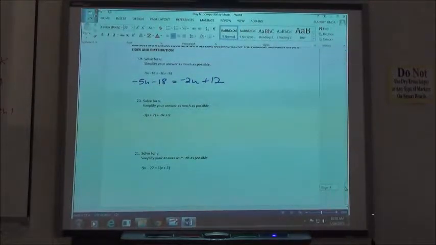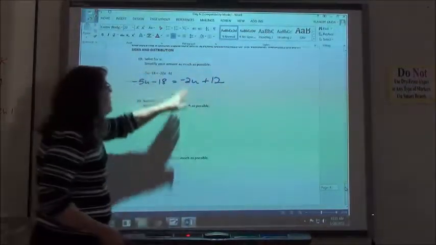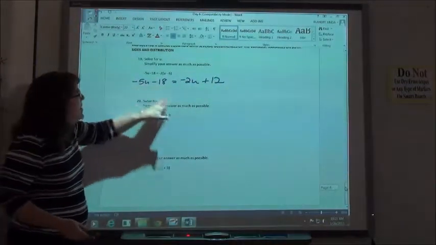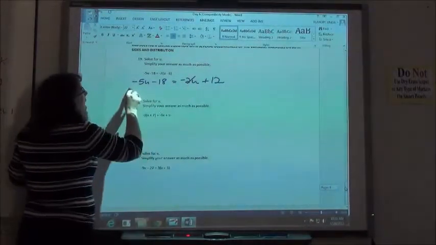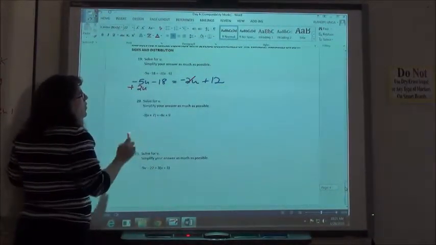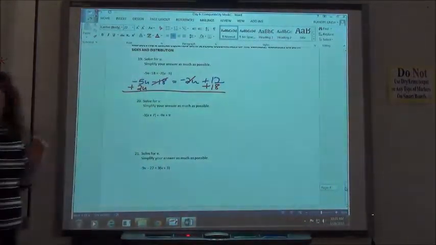Now what you want to do when you have a variable and a number on both sides is you want your variables together on one side. Usually we'll move them to the left side. Your numbers together on the opposite side, usually the right side. It really doesn't matter, but for those who like to follow the same steps, I'm going to move my variable to the left, my number to the right. You can do those in the same step. So I'm going to add my 2u to move it over, and I'm going to add my 18 to move that over.